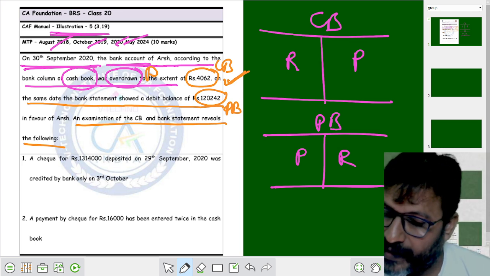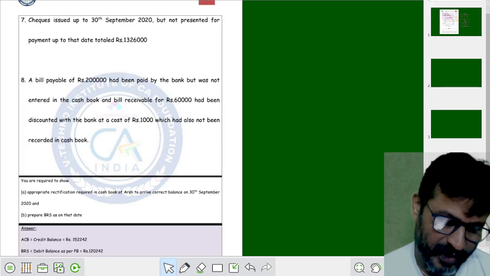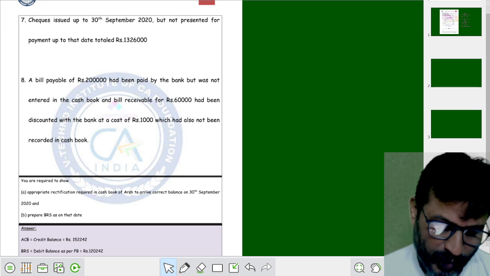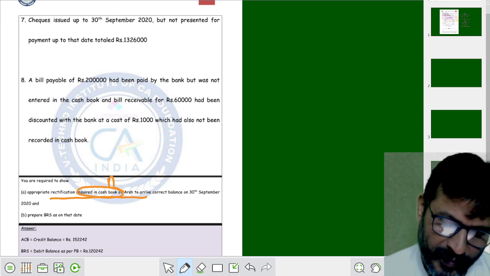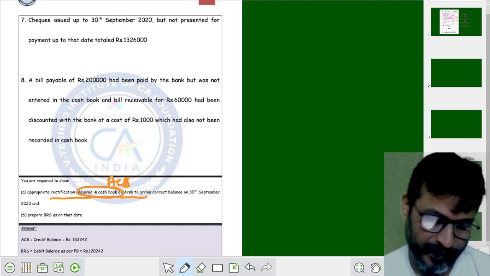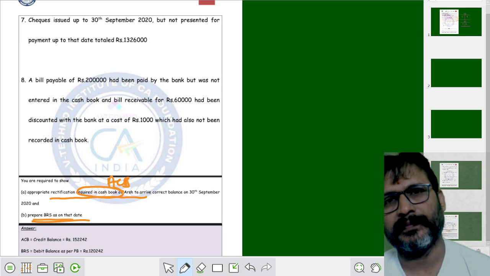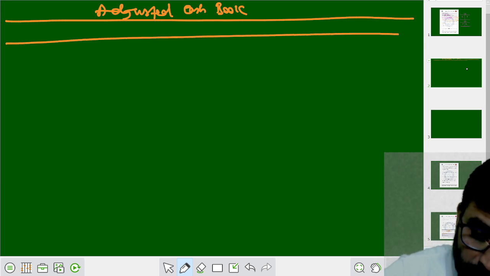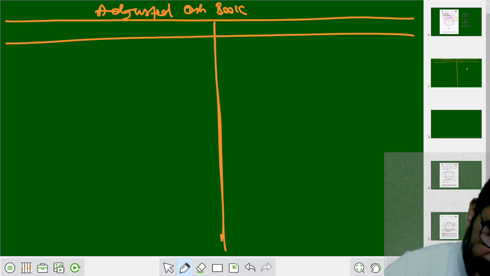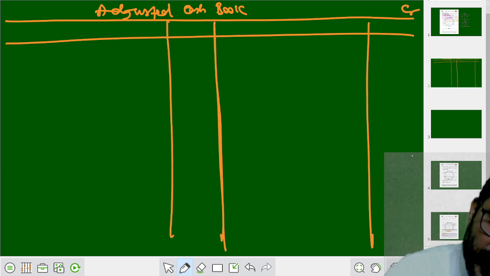See, there are first transaction, second transaction, like that. So many transactions for which you are required to show the appropriate rectification in the cash book. What rectification do we have to do? We have to do rectifications in ACB and also prepare the BRS. Shall we get ready with both? First, what can we prepare? Adjusted cash book. On the debit side, what do we get in the adjusted cash book? On the debit side, we have receipts.